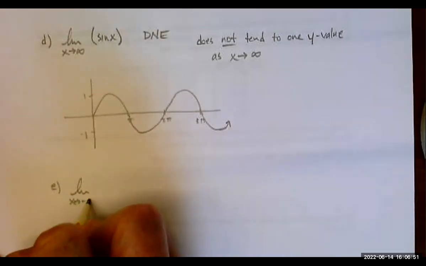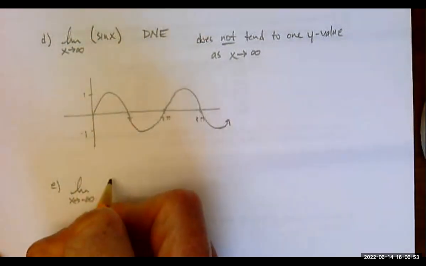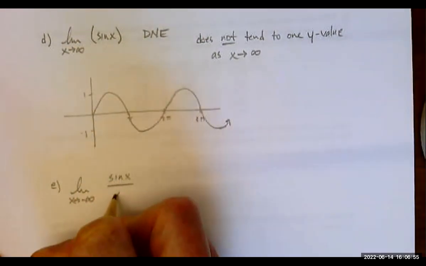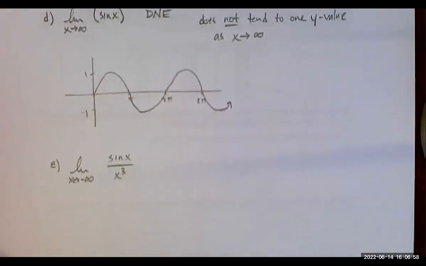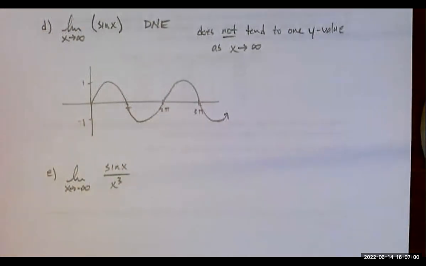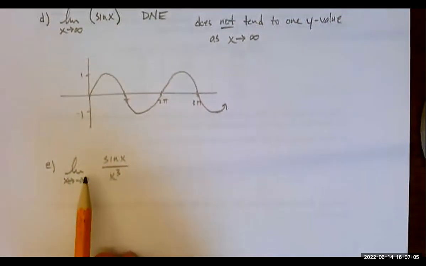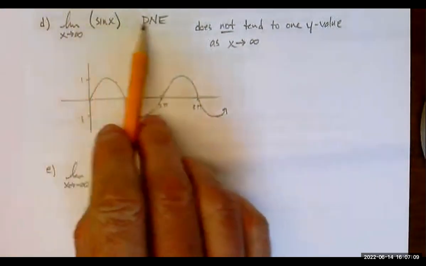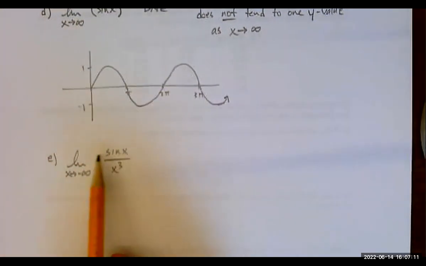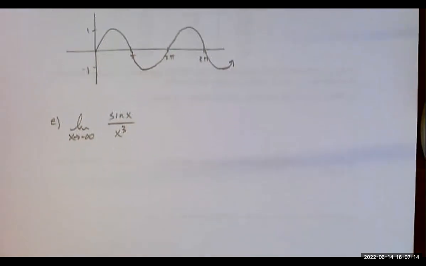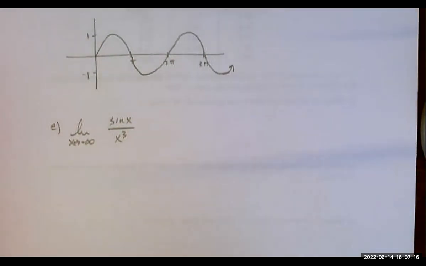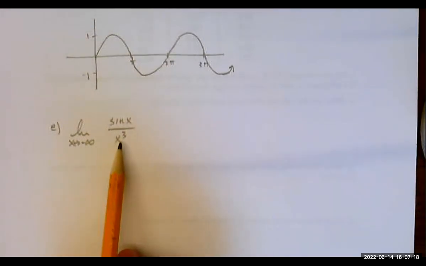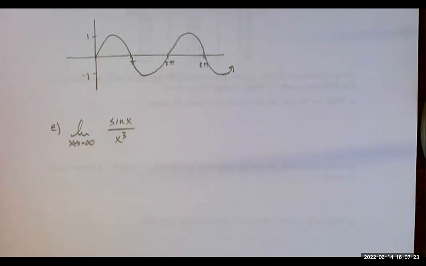Kind of similar. Here we're going to negative infinity. We've got the sine of x over x cubed. And now you might say, based on what we just did in part D, hey, if we're looking at anything that involves the sine of x, and the limit with sine of x was D and E, wouldn't this answer be D and E as well? Not so fast. Because of that x cubed, that's going to change things significantly.